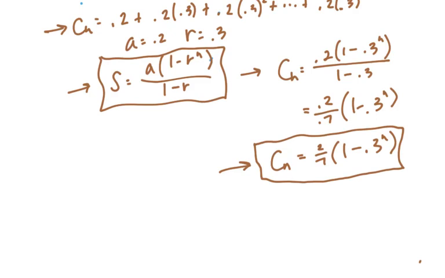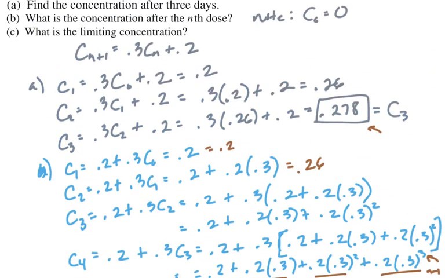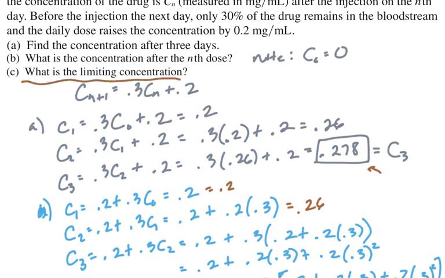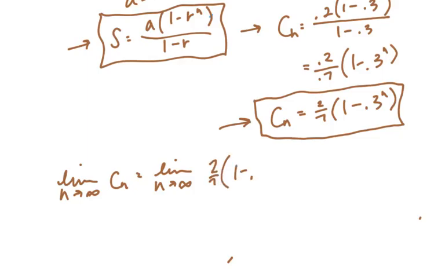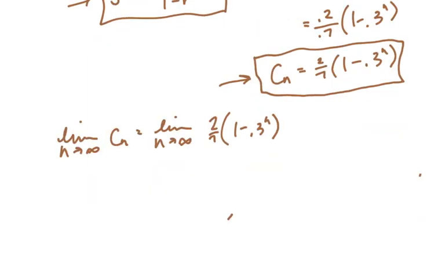So then in part C it says, what is the limiting concentration? So let's take the limit as n approaches infinity of Cn. So we have the limit as n approaches infinity of 2/7 times 1 minus 0.3 to the n.